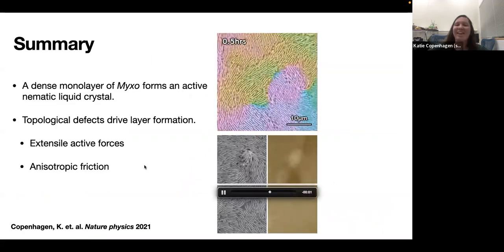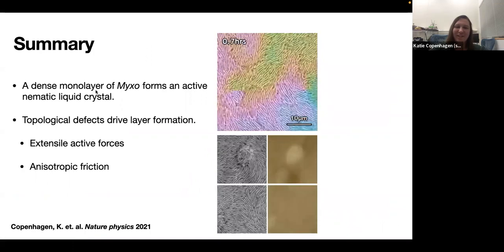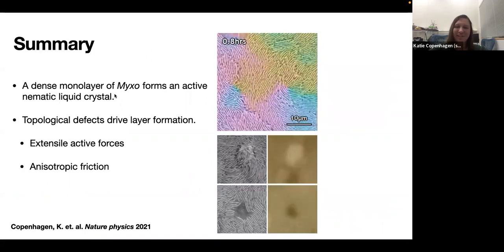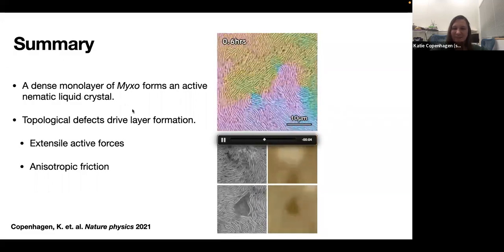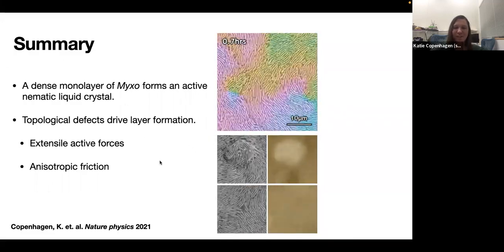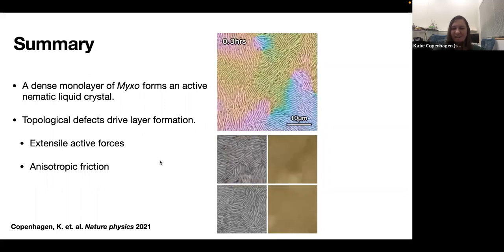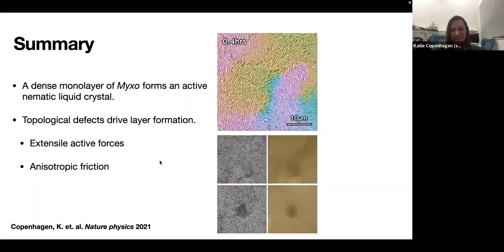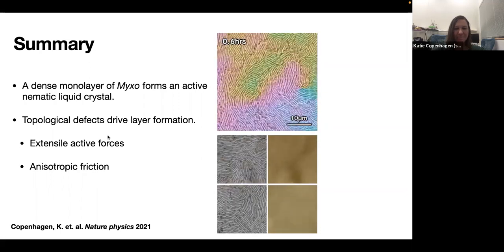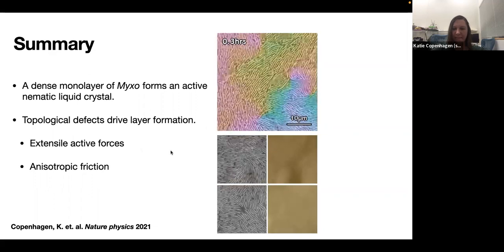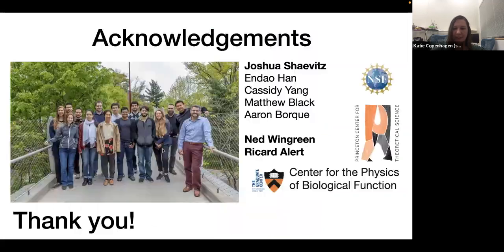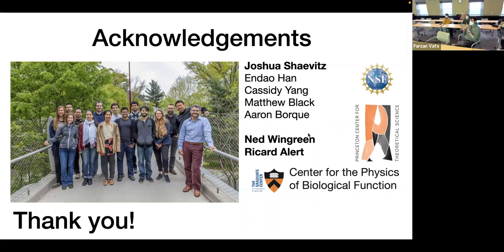So we have this cool system to study active nematic liquid crystals in myxobacteria monolayers, which move around on a surface. And then we have the layer formation process, which is crucial to the biology of the system, driven by the extensile active forces and anisotropic friction. Yeah, so I'll just put up some acknowledgements and I can take questions. Thank you very much. Beautiful. Thanks.